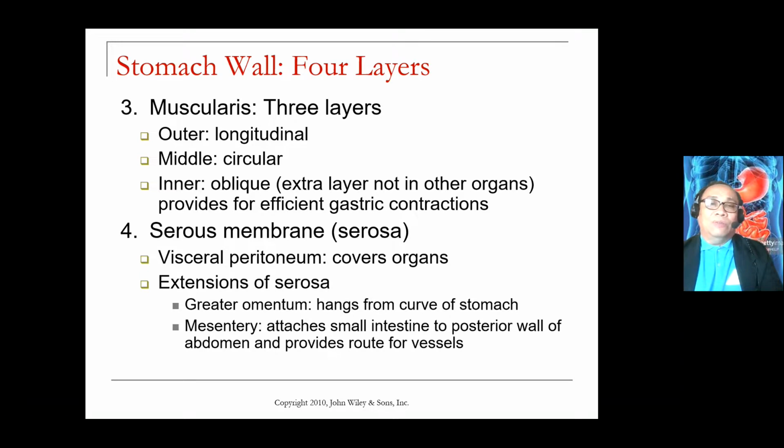And the outermost layer, which is the fourth layer, is the serous membrane lined with visceral peritoneum. Ito yung pinaka-fascia ng stomach. Extensions of the serosa will be the greater omentum that hangs from the curve of the stomach. And for the intestine, it's the mesentery that attaches it to the posterior wall of the abdomen and provides the route for blood vessels and nerve fibers. Kaya ang stomach also is suspended. It's not attached directly to any cavity wall.